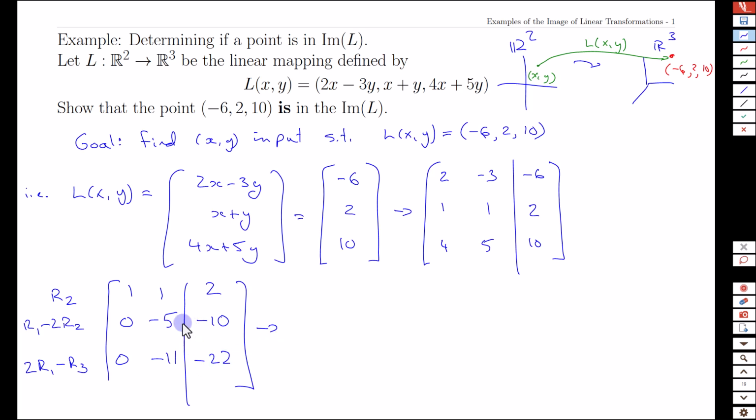Perfect. Now we see these two rows here are pretty similar, so let's just keep row 2 the way it is, which is 1, 1, 2.